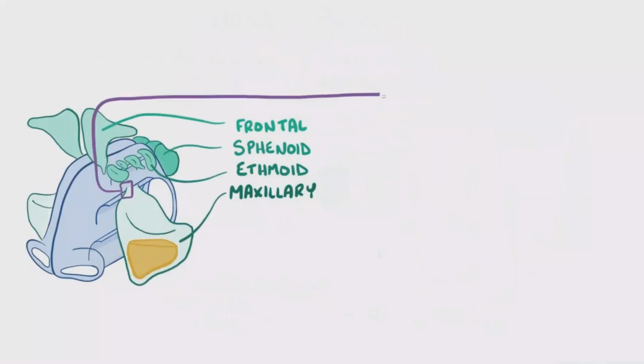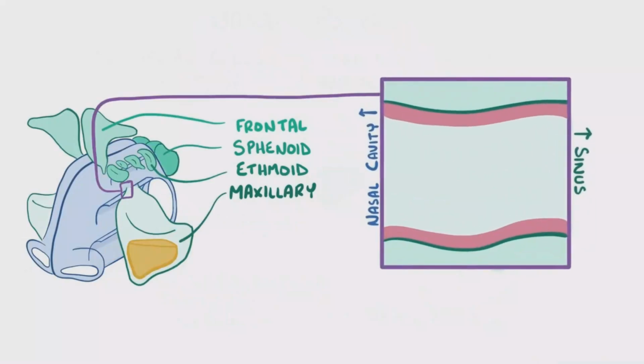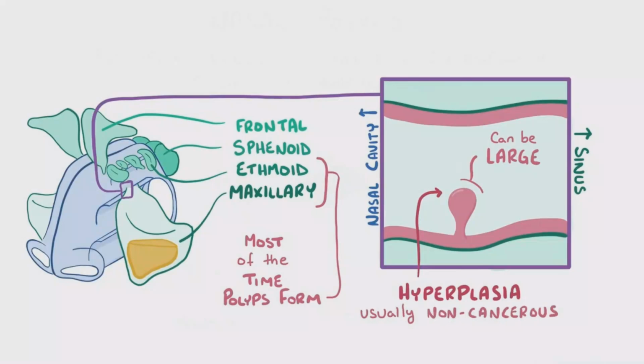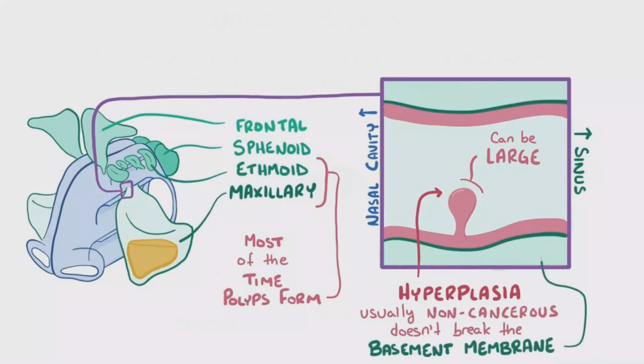Nasal polyps develop when epithelial cells that line the respiratory region simply overgrow, a process called hyperplasia. Most of the time, one or more nasal polyps form in the maxillary or ethmoid sinus. Nasal polyps can get large, the size of a pea, but they're usually non-cancerous, meaning they don't break through the basement membrane of the epithelium.